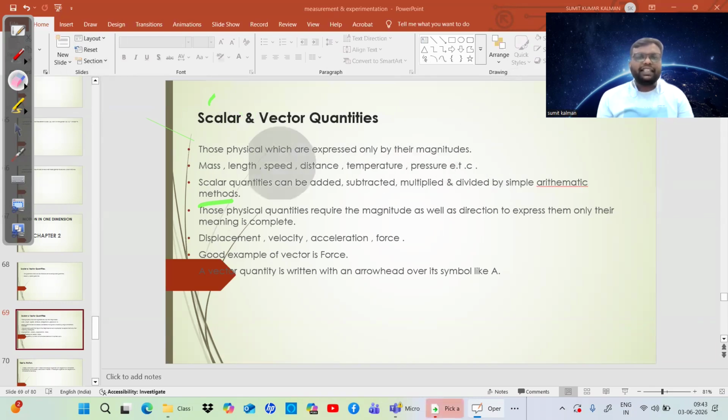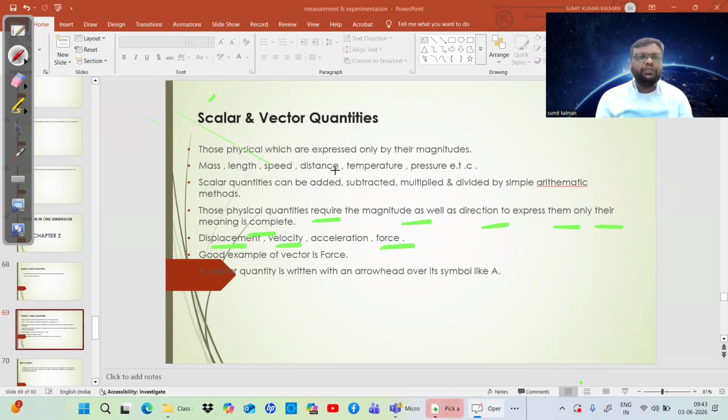Next we will see vector quantities. What are vector quantities? Those physical quantities which require the magnitude as well as direction to express them, and only then is their meaning complete. These quantities are called vector quantities. Examples are displacement, velocity, acceleration, force. These all are vector quantities.